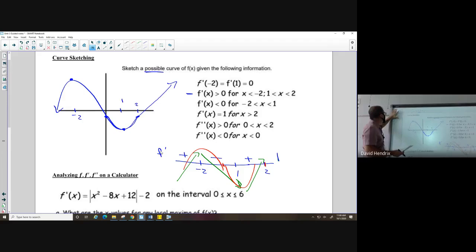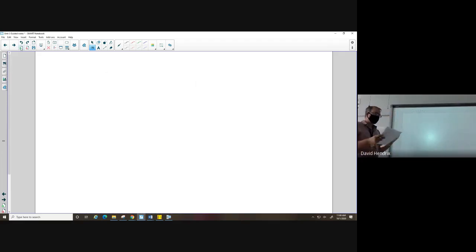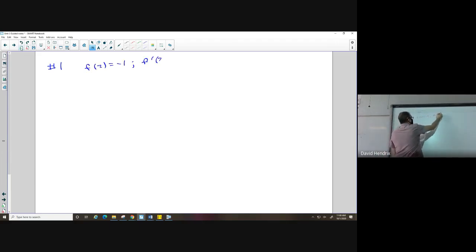I'm going to do the first one with you, and I'm going to let you guys do some of these. So the first question, hopefully you can see it's on Google. It's on the same assignment. It's just question 1. I'm not going to write out the whole question, but it basically tells us we've got f of 2 equals -1. We've also got f prime of 2 equals 0.